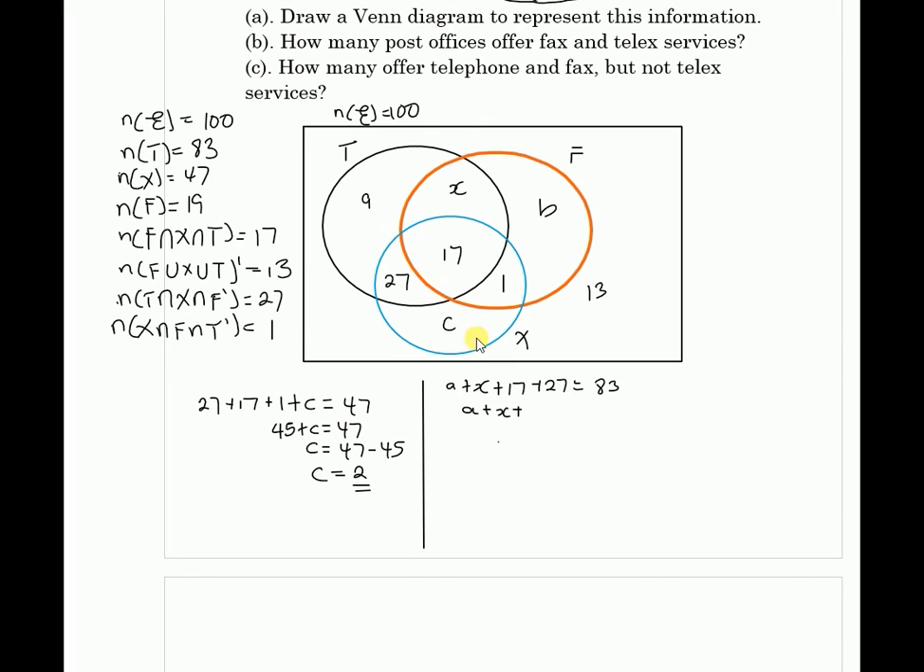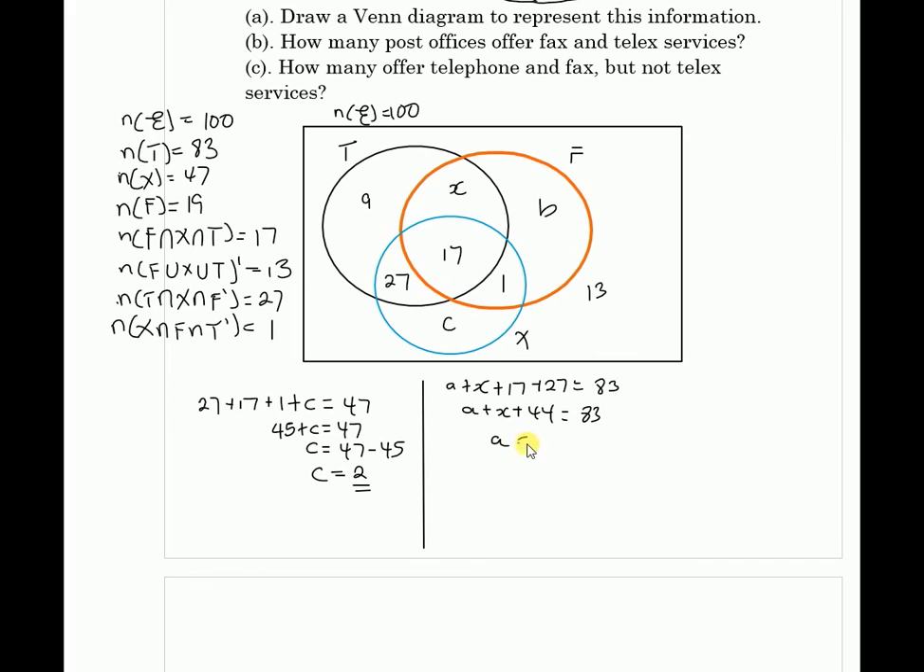I'm adding everything here. A plus X plus 17 plus 27, everything inside the T, and I'm equating it to 83. Why? Because the number of elements in T is 83. So when I get 17 plus 27, that one is 44, everything equal to 83.